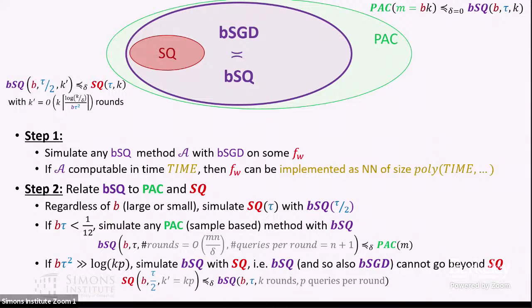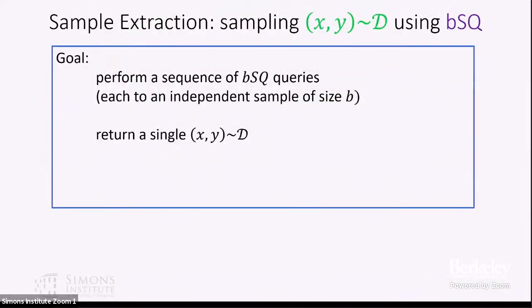The key is that we're able to extract samples. Once I can extract single samples, then of course I can simulate PAC. I can just extract a sample and feed that into my PAC algorithm. So how do I extract samples? This is, to me, the interesting technical part. I want a procedure that performs a sequence of mini-batch SQ queries and outputs a sample drawn exactly from the source distribution.